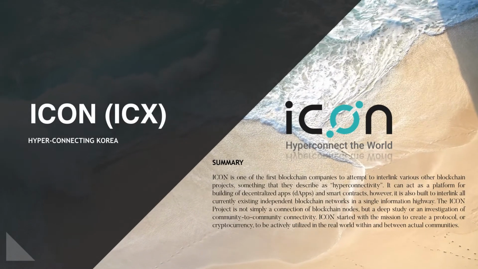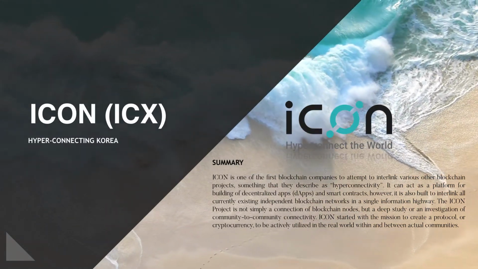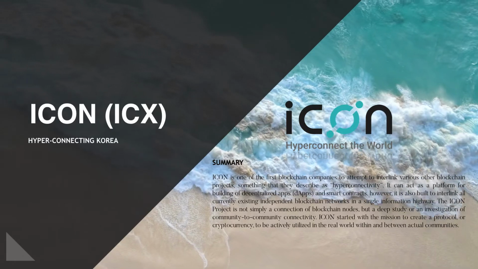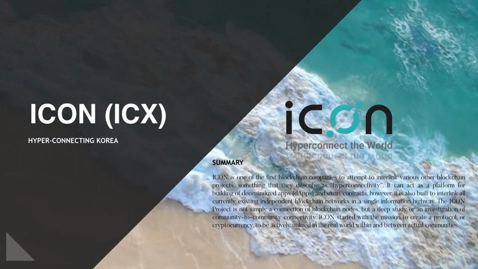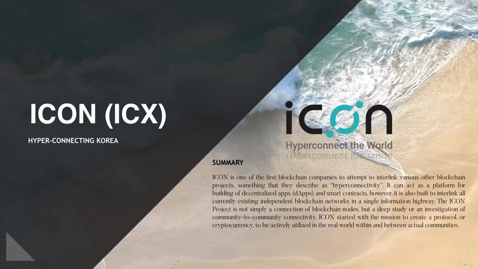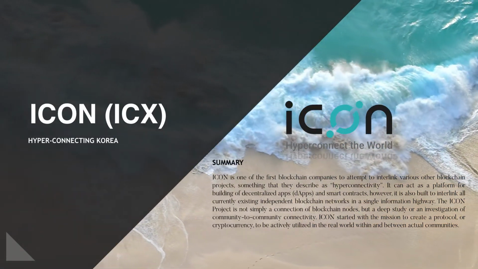ICON is one of the first blockchain companies to attempt to interlink various other blockchain projects, something that they describe as hyperconnectivity. It can act as a platform for building decentralized apps, dApps, and smart contracts. However, it is also built to interlink all currently existing independent blockchain networks in a single information highway.